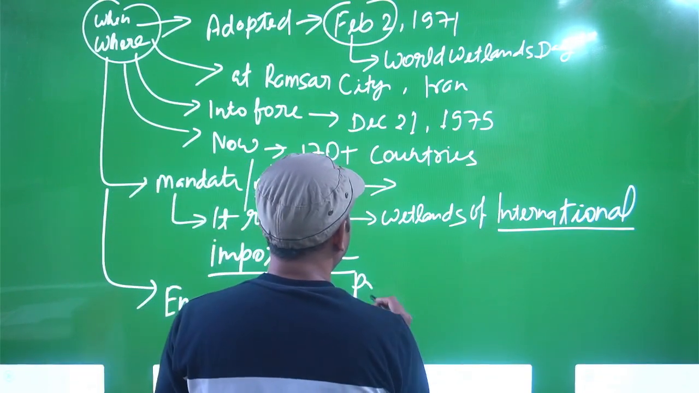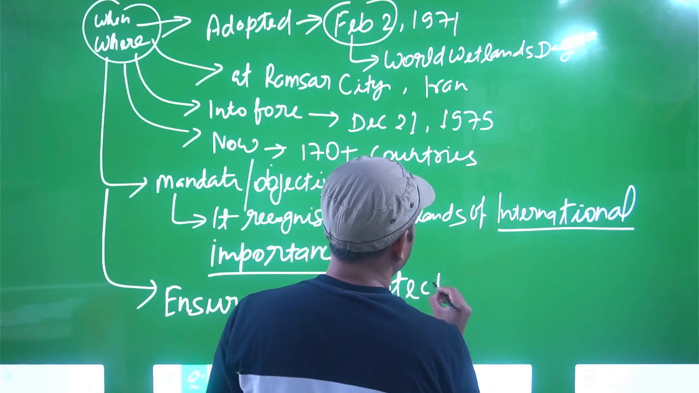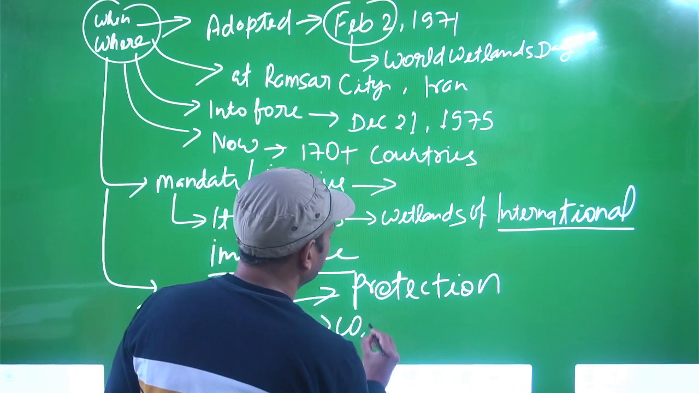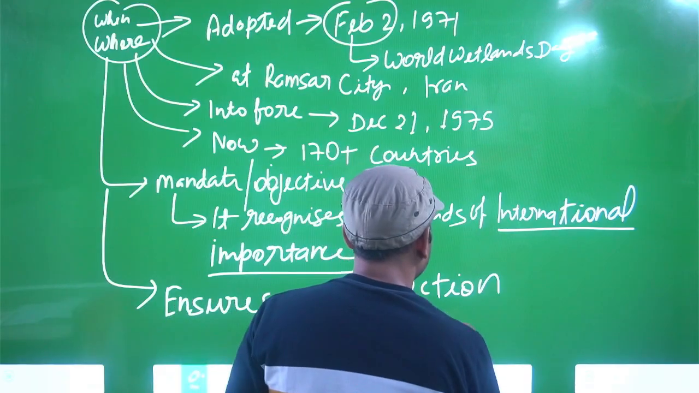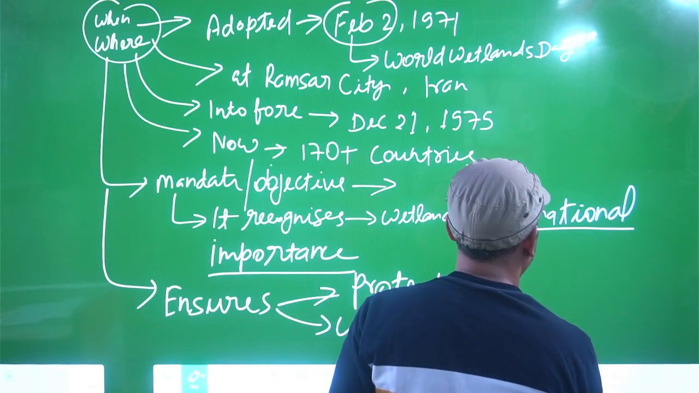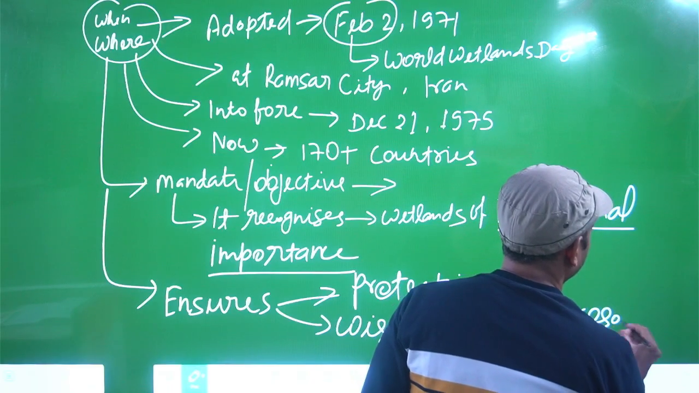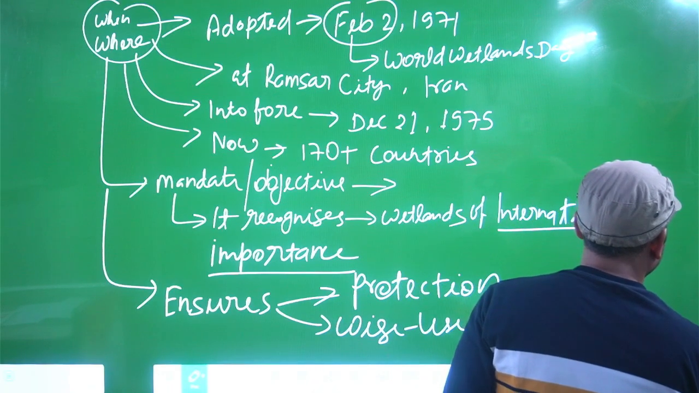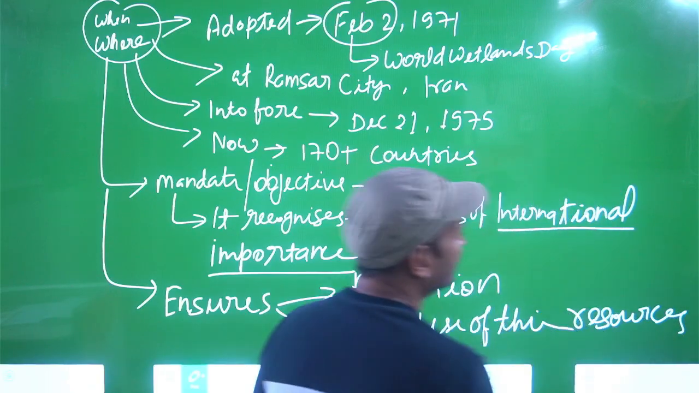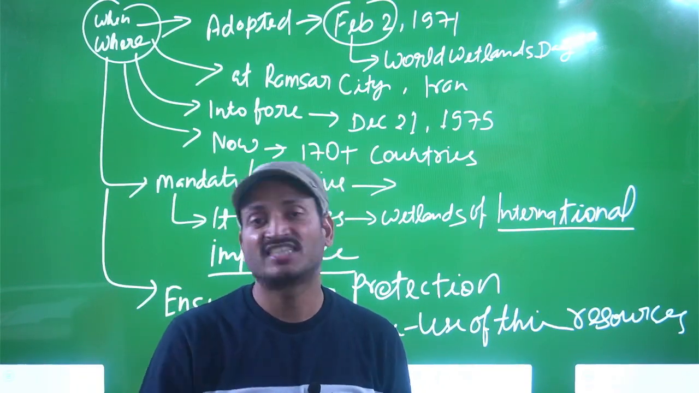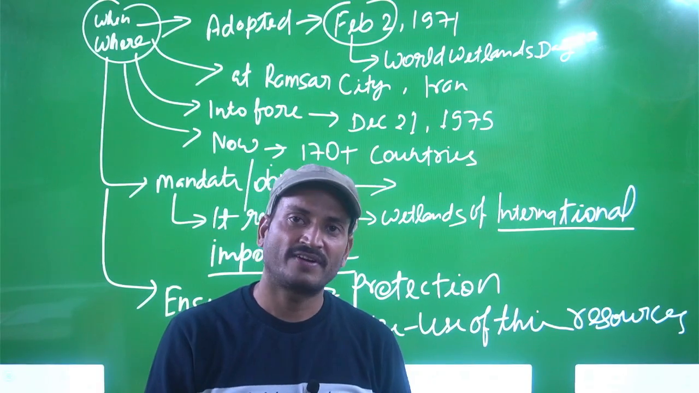So this is the next aspect related to the Ramsar Convention, and thus it ensures the protection of wetlands, first of all, and wise use of their resources as well. Resources meaning like water, like fish, etc. Multiple resources of a wetland.